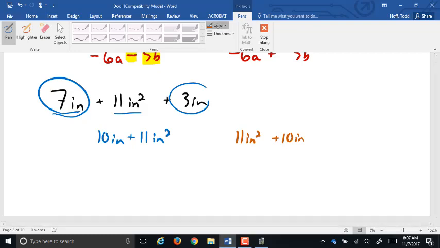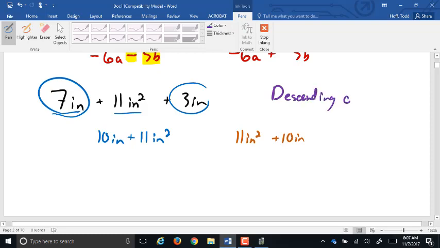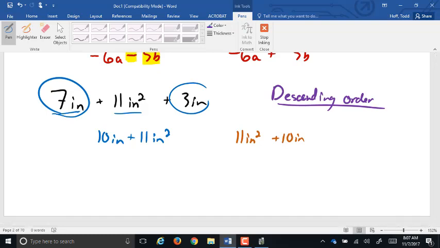The reason we do that is it's a math grammar thing called descending order. I'm spelling that horribly, I'm sure, but descending order where you put, just like our place values, we have 10 squared comes before 10 to the first. An x squared comes before x to the first. Same thing here. The inches squared comes before inches to the first. Just regular inches.